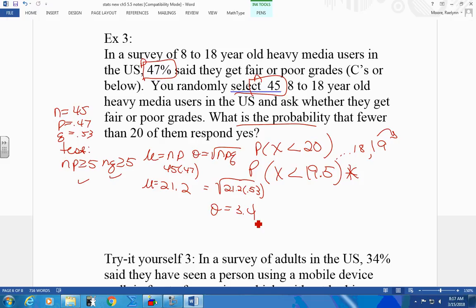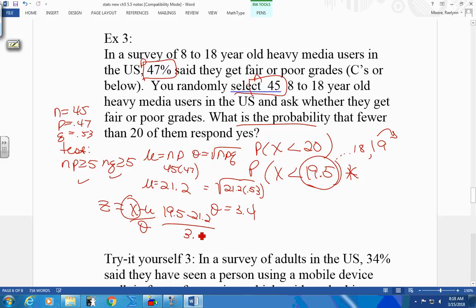Now, I have all the information I need. I know what my mean is. I know where my pieces go. I know where my 20 is. I can sketch if I want to, if you like to do a sketch. Or you can just go to your z-score. This is going to use your regular z-score. Make sure you correct it for continuity because that's the X that goes in here, not the 20. The one that goes in here is this guy. So you're going to say 19.5 minus 21.2 over 3.4. This is going to give you your z-score.